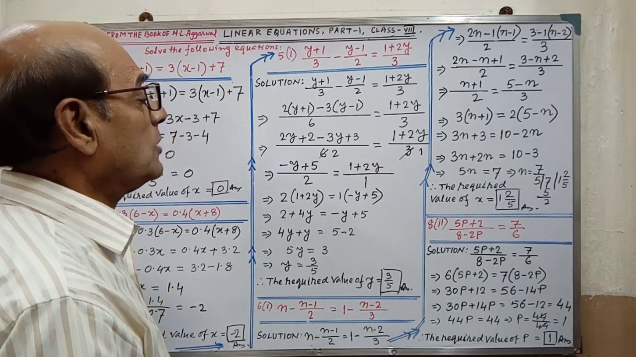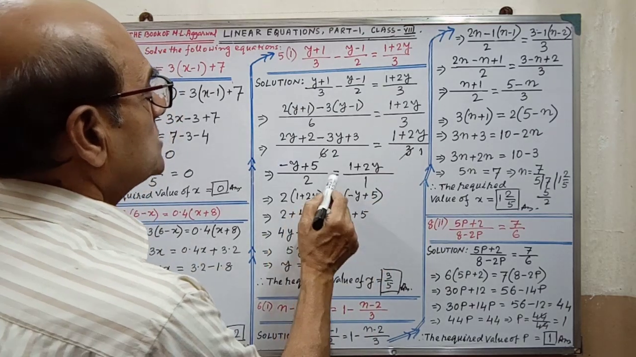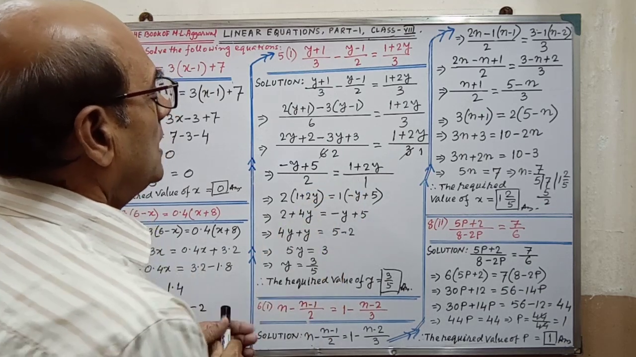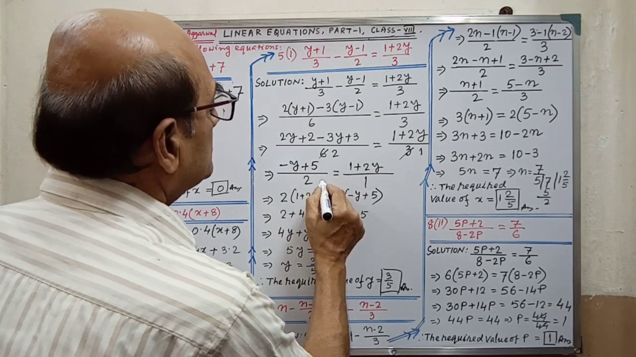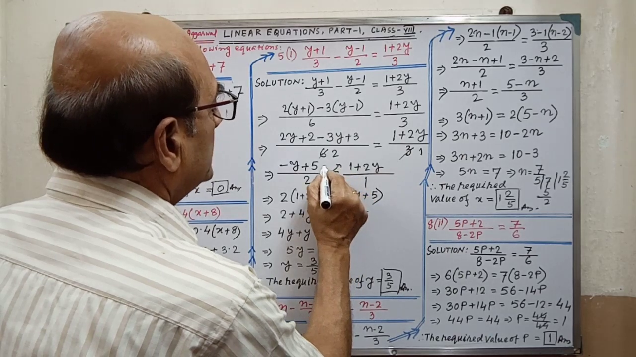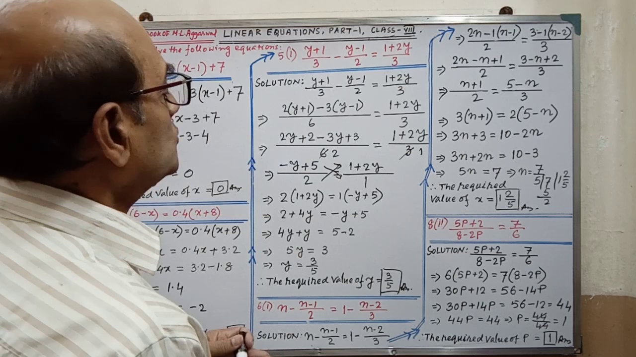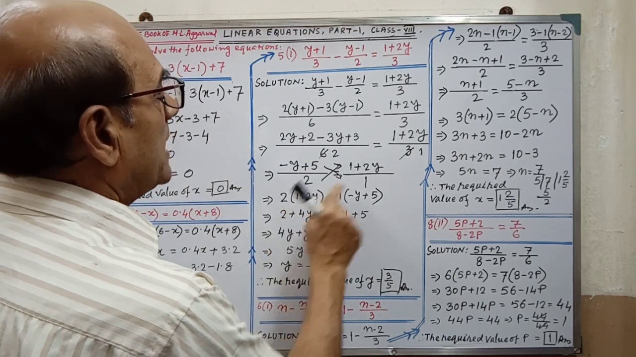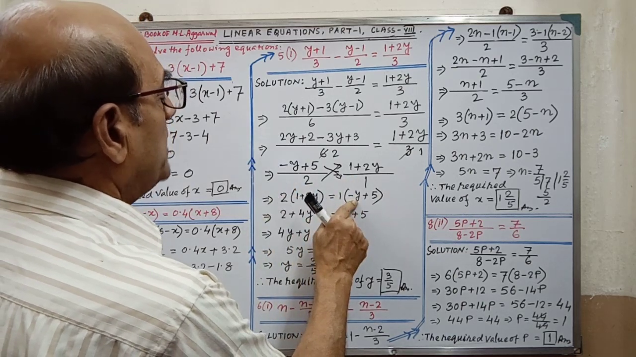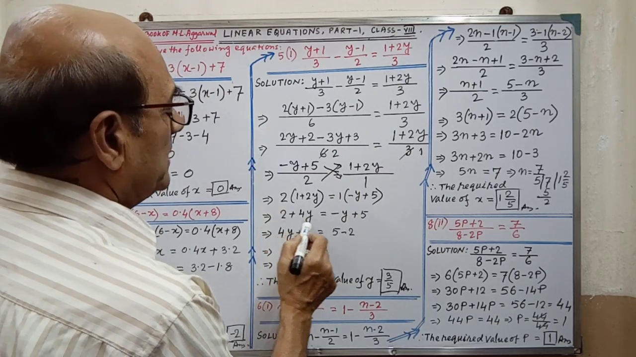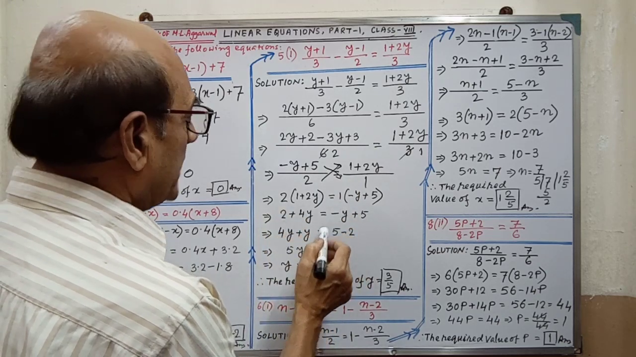Then we have to do the cross multiplication. That is, we have to multiply this and this. That means in this direction and this direction, we have to multiply. That means 2 into 1 plus 2y and minus y plus 5 into 1. Then we have to multiply what you have done previously. That we have to do.